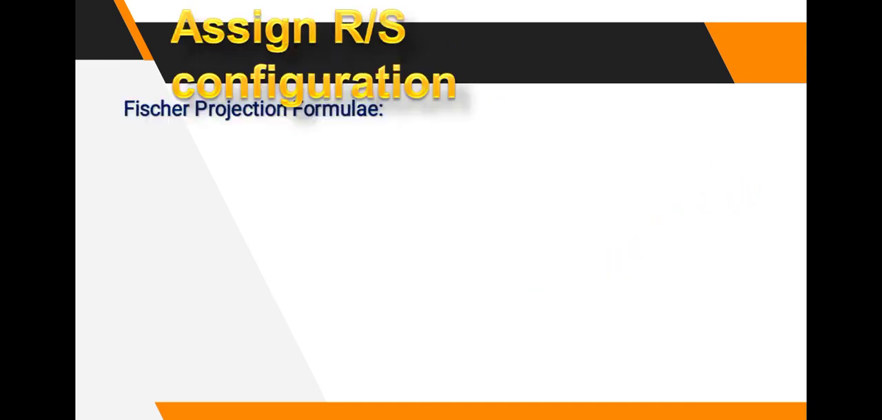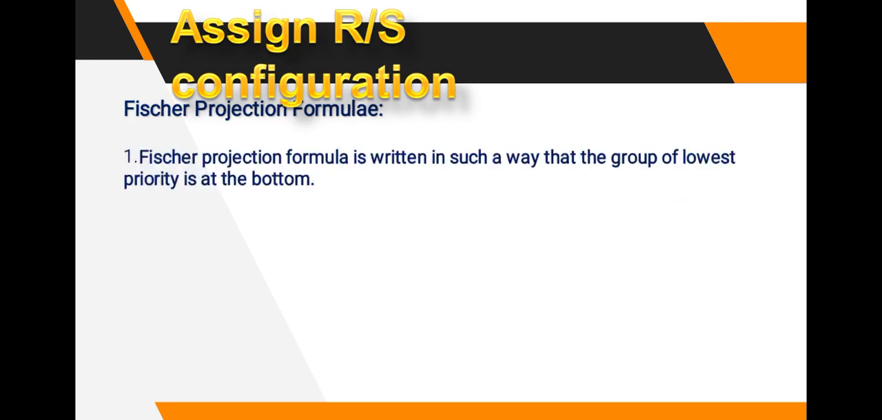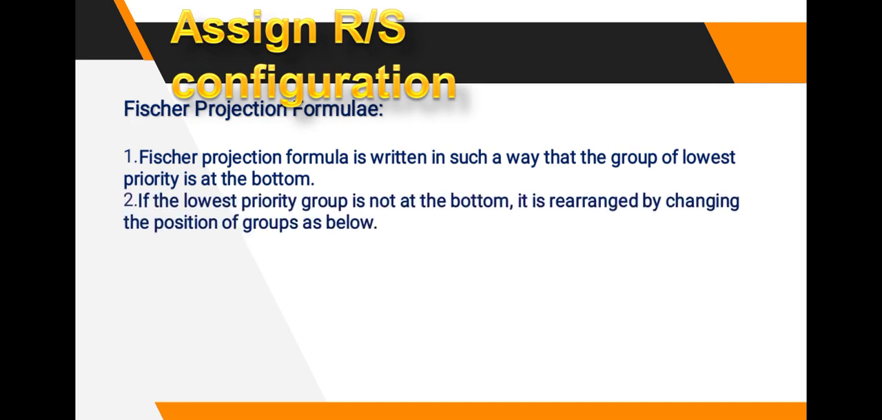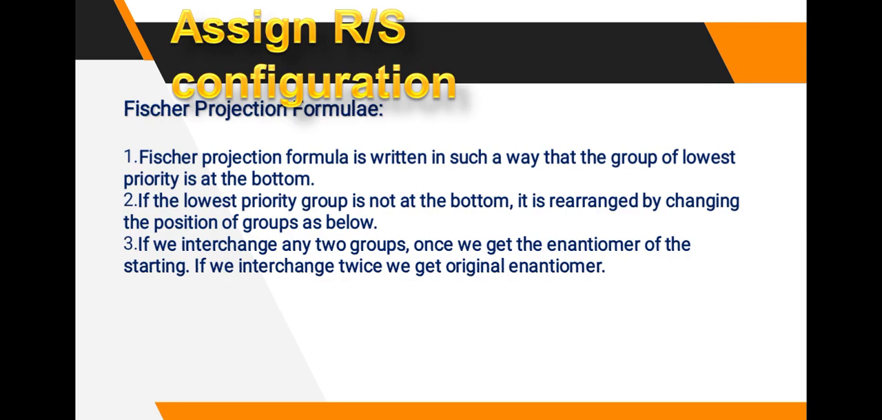Then see, assign the RS configuration by using the Fischer projection formula. Here the Fischer projection formula is written in such a way that the group of lowest priority is at the bottom. That means the group having the lowest priority is present at the bottom. Then second rule: if the lowest priority group is not at the bottom, it is rearranged by changing the position of groups as below. If we interchange any two groups once, we get the enantiomer of the starting one. If we interchange twice, we get the original enantiomer.